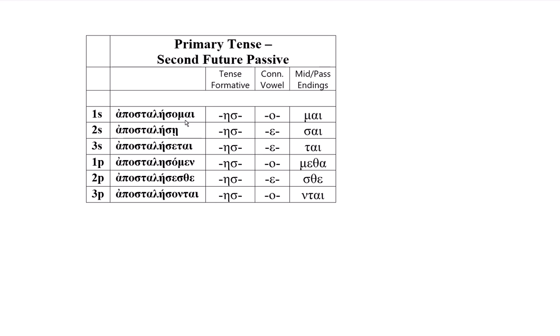So this is apostalesomai, first singular, apostalese, apostalesetai, apostalesomen, apostalesesthe, and finally apostalesontai. The tense formative is different, but it's similar enough to the first future that we can usually tell what's going on.